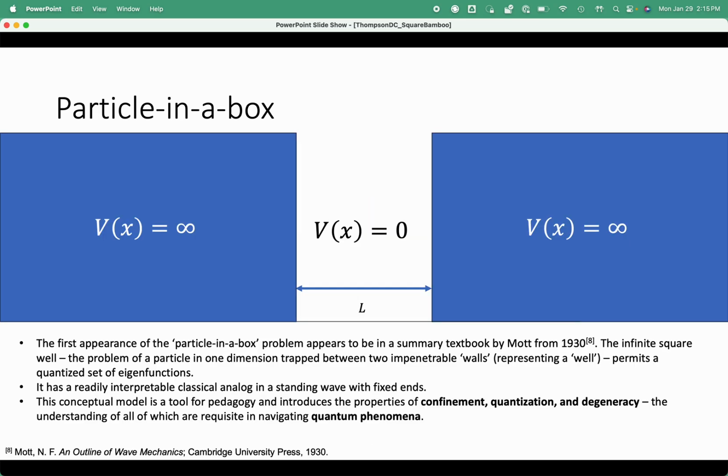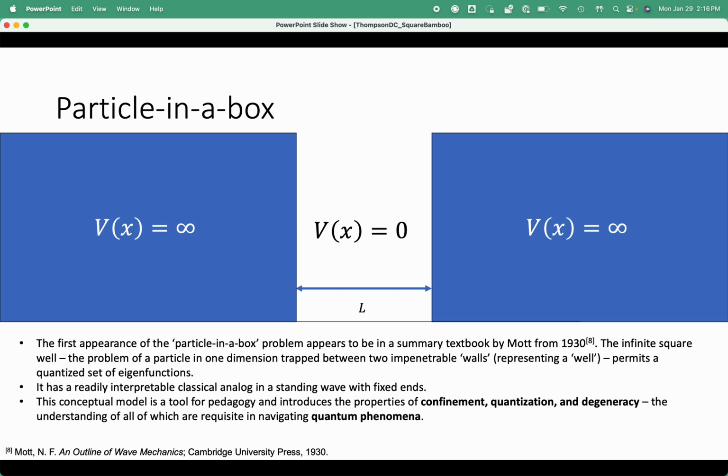Now, as a graduate student many years ago, I had the opportunity of working on model quantum systems. The canonical model quantum system is that of a particle in a box. The exact appearance of this model is somewhat hazy, but the earliest reference reported in the literature is in a textbook from the physicist Sir Neville Mott, who described the infinite square well.